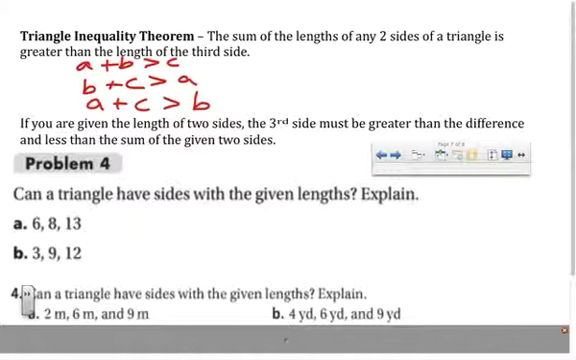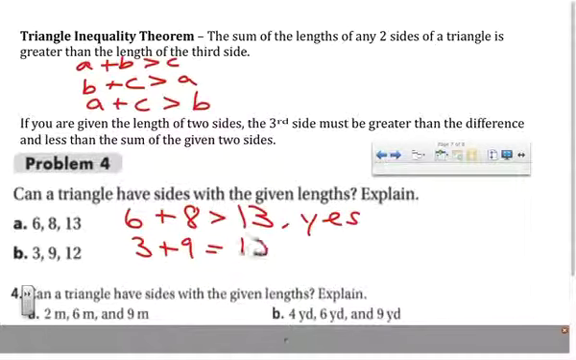So, taking that into consideration, in problem 4, we're being asked, can a triangle have these side lengths? In part A, will those three numbers form a triangle? Yes, because 6 plus 8 is greater than 13. So yes. How about part B? Will those form a triangle? No, because it equals.